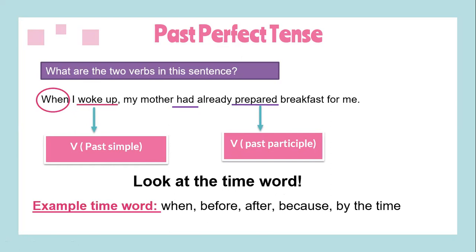The time words or time expressions or the keywords: when, before, after, because, by the time. We use these words with the past perfect tense. So we use each word to make a link between two actions that happened in the past. One happened before the other.